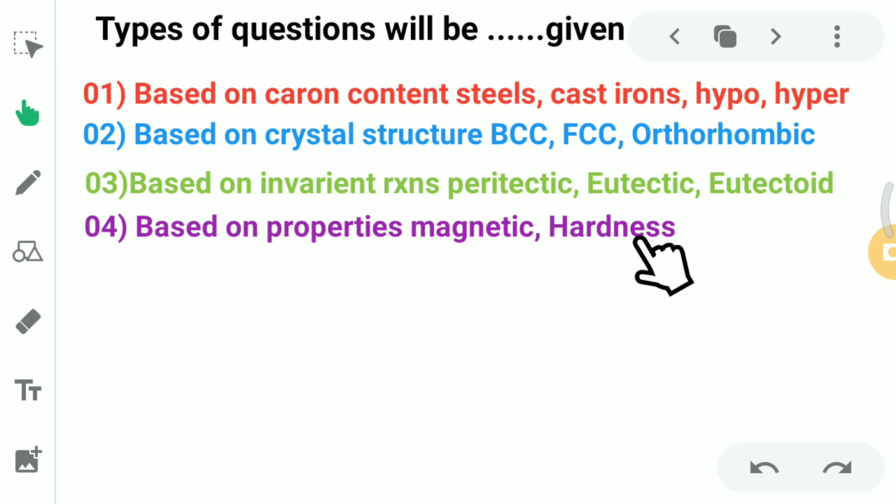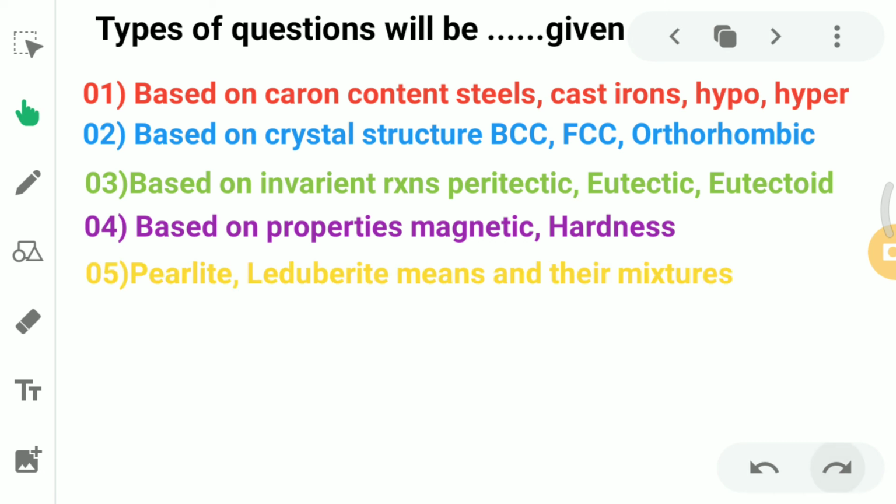And regarding hardness, which one is harder, ferrite, cementite or austenite? Martensite is a very hard material in this iron carbide diagram. And pearlite, ledeburite and their mixtures. What is pearlite? Pearlite means a mixture of ferrite plus cementite. This kind of questions will be asked in match-the-following type questions, friends. Pearlite means alpha ferrite plus cementite. This combination gives the pearlite region, and austenite plus cementite gives the ledeburite region, friends.